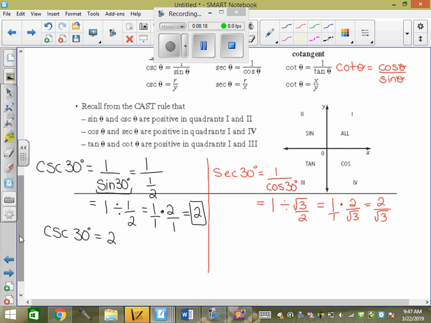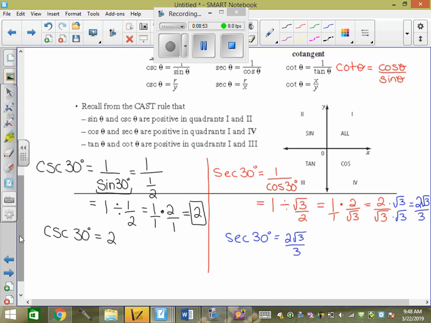But what do I always make you do? Rationalize. Get rid of the radical. So what am I going to multiply them by? Root 3. We learned this in grade 11 last year. 2 root 3 over 3 is my answer. So if I ask for secant of 30, it would equal 2 root 3 over 3.